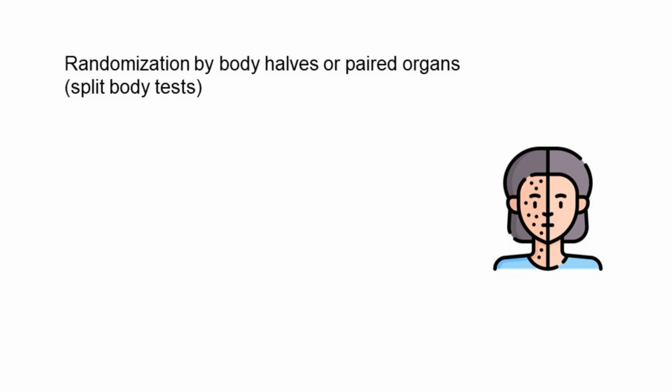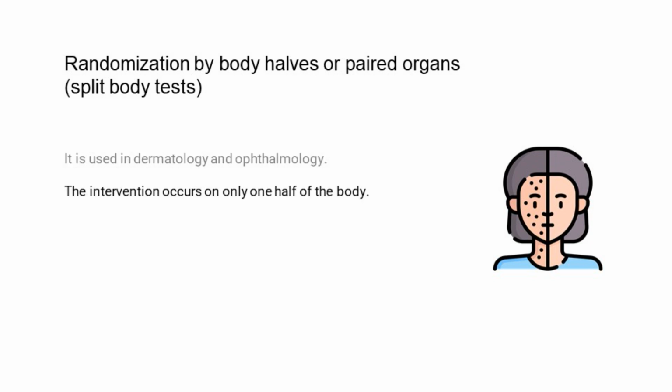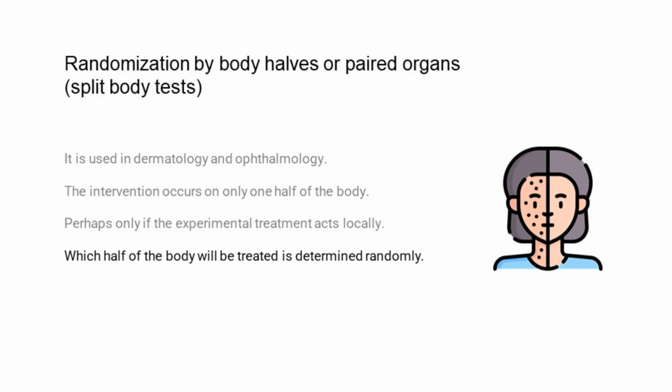Half-body or paired body randomization, split body tests, is the scenario most commonly used in dermatology and ophthalmology practice, where one intervention is performed on one half of the body and the comparison intervention is assigned to the other half. This can only be realized if the experimental treatment acts locally. Randomization is used to select which side of the body receives which drug.